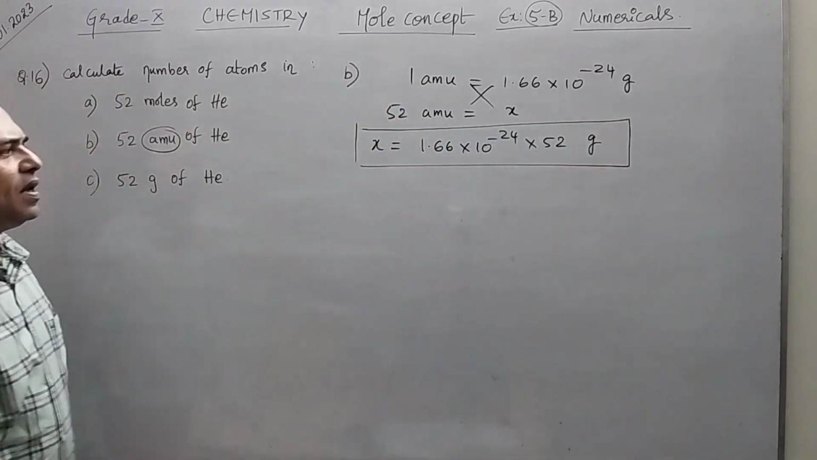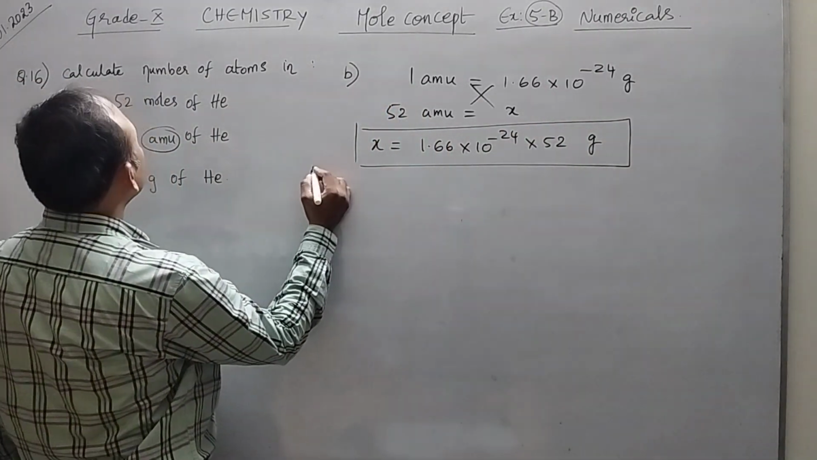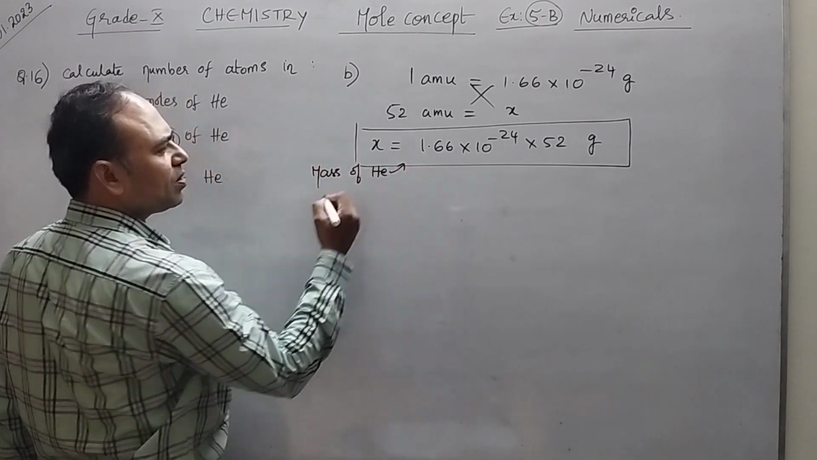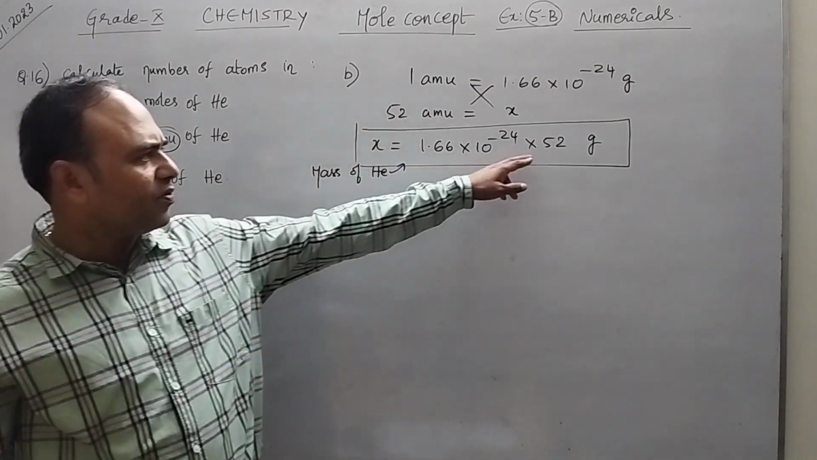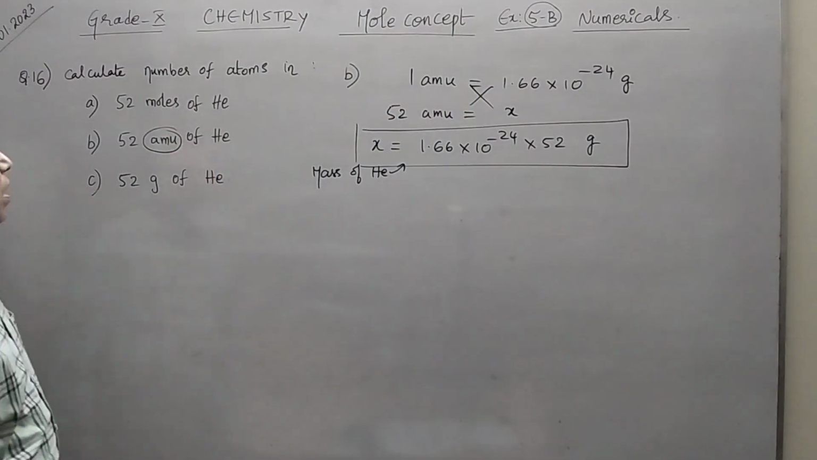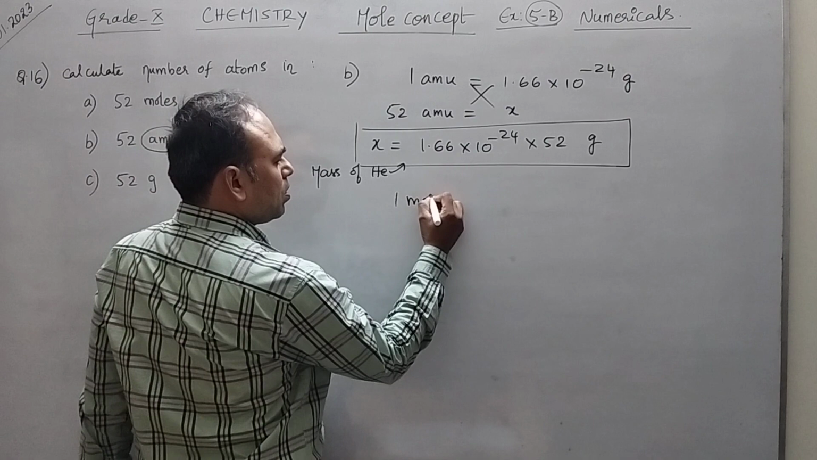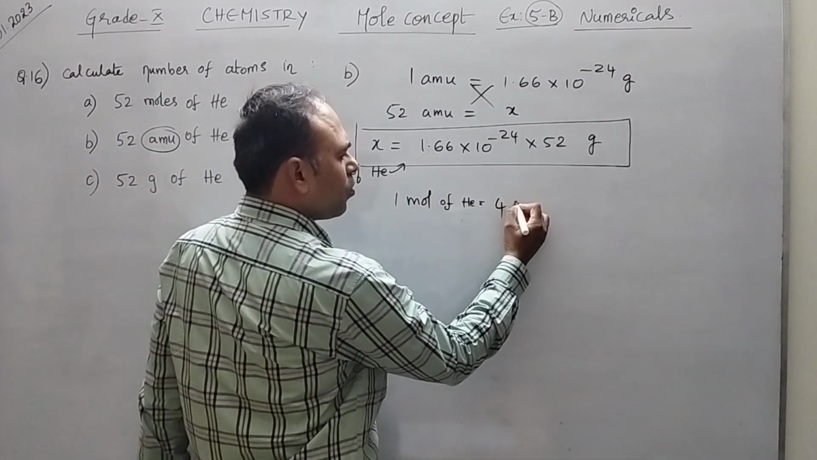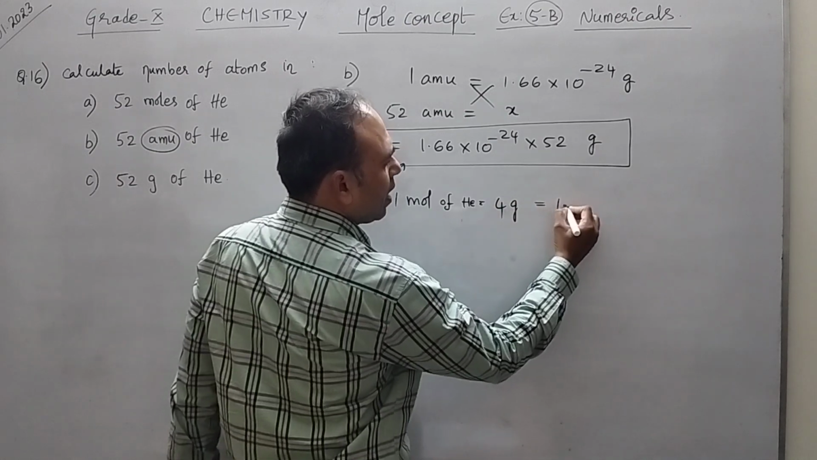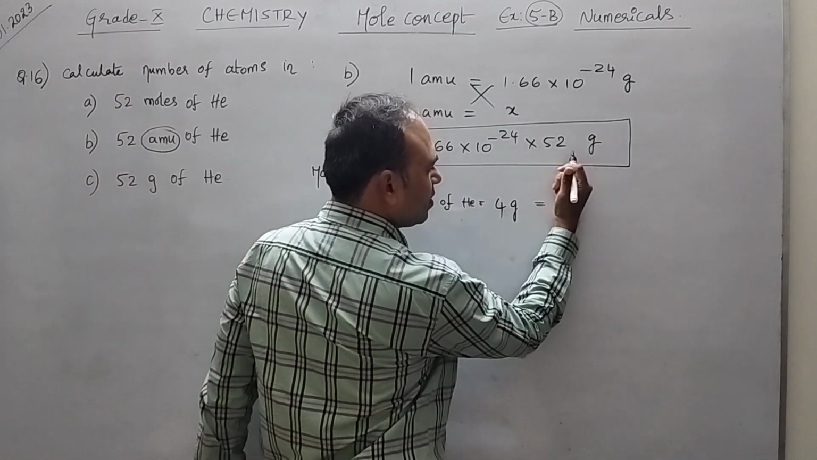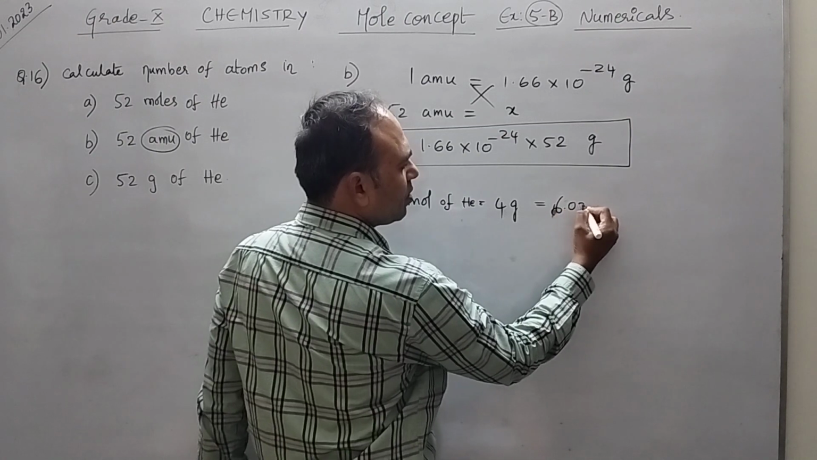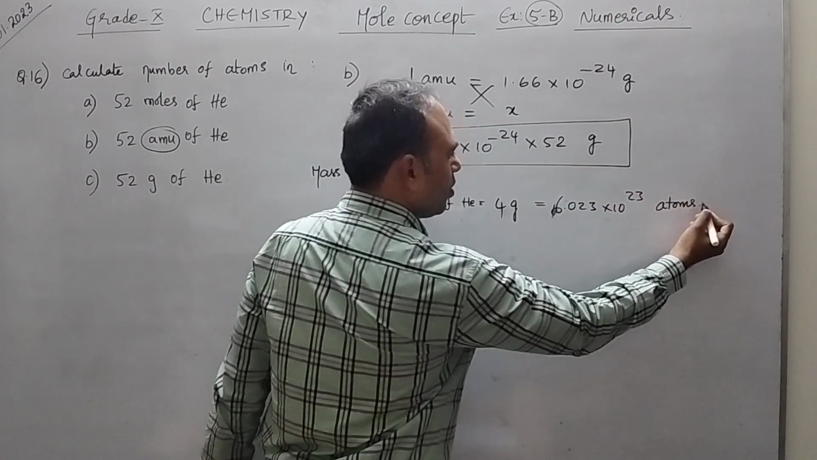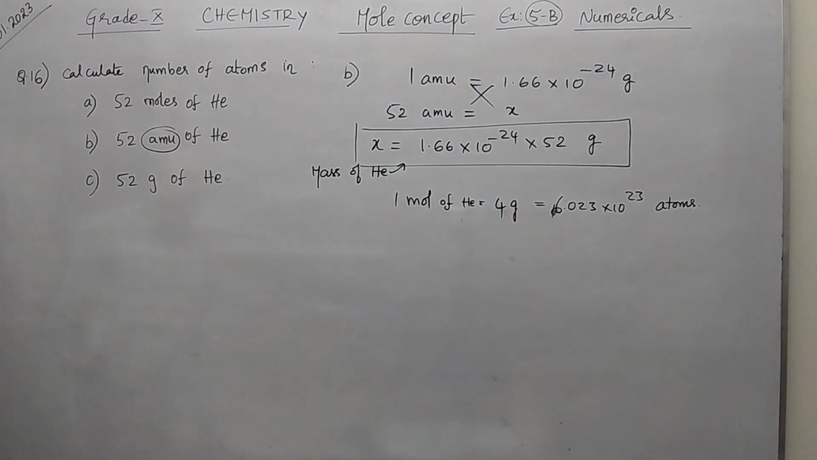So how much mass of helium is there? You can write like this. The mass of helium you have is 1.66 into 10 to the power of minus 24 into 52 grams. Later we know that 1 mole of helium is nothing but 4 grams, and Avogadro number, that is nothing but 6.023 into 10 to the power of 23 atoms. So this is clear to us, what we have learnt earlier.